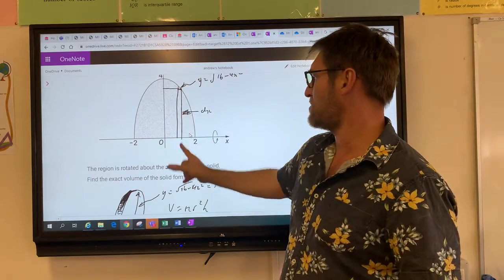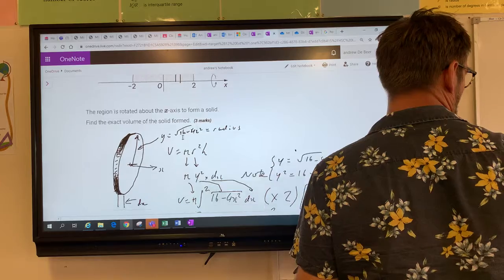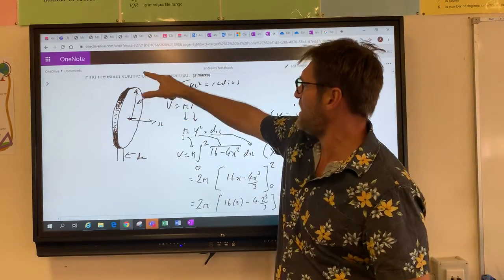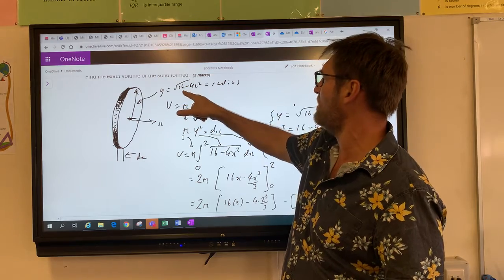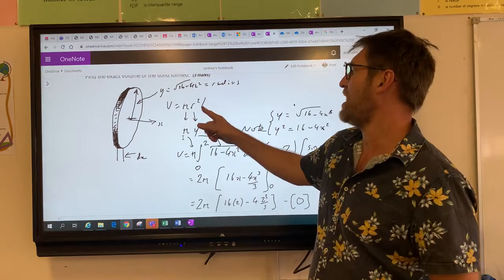We've talked about a dx strip wide. We've got a coin down the bottom there. It is dx wide. Sorry about that, just ignore that for the minute. Its radius is a height of y. So V, the volume of this one single coin, is pi r squared h.